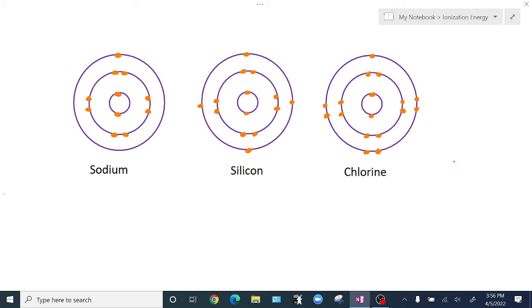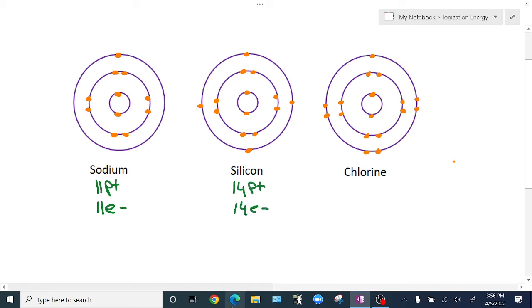So remember that sodium is atomic number 11, so it has 11 protons. And being neutral, it would also have 11 electrons. Silicon's atomic number is 14, so 14 protons and 14 electrons. And chlorine's atomic number is 17, so 17 protons and again 17 electrons.